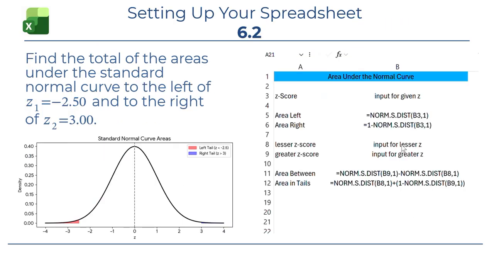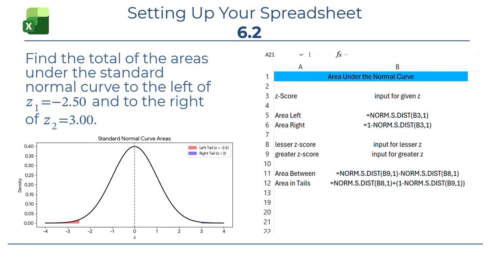Again, we're going to use that same input for lesser z and greater z. The area in the tails is NORM.S.DIST(lesser z, 1) + (1 - NORM.S.DIST(greater z, 1)).